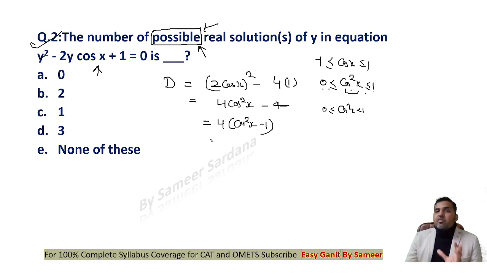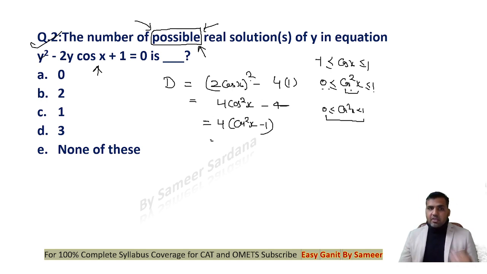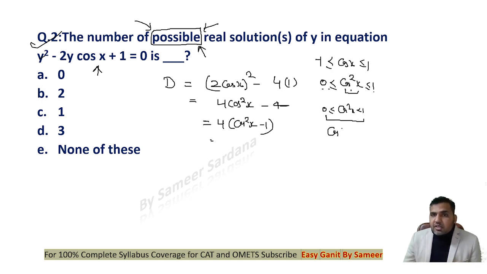We know that for all values of cos square x which lie in the region of 0 to 1, excluding 1, the discriminant will be negative. That means roots will be imaginary. But because of the word possible, which is a major word you have to keep in mind while looking at the answer to the question, I'm supposed to look at the possible real solution. I know that the equation might be having imaginary roots, but the word possible is something I need to concentrate on. To have a real solution, I need to take the value of cos square x to be equal to 1.